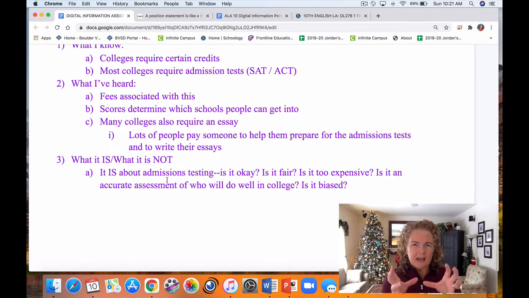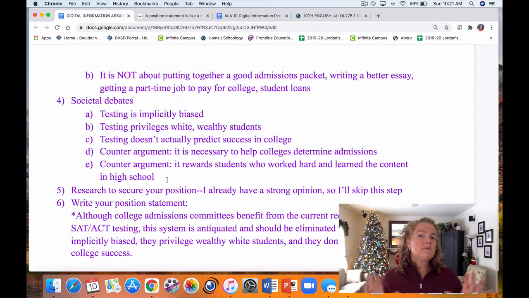I want to really focus on admissions testing. Is it okay? Is it fair? Is it too expensive? Is it an accurate assessment of who's going to do well in college? Is it biased? I'm going to ask all those kinds of questions. And then I'm going to narrow down what it is not so that I don't waste any time researching stuff that's not really going to end up in my paper.